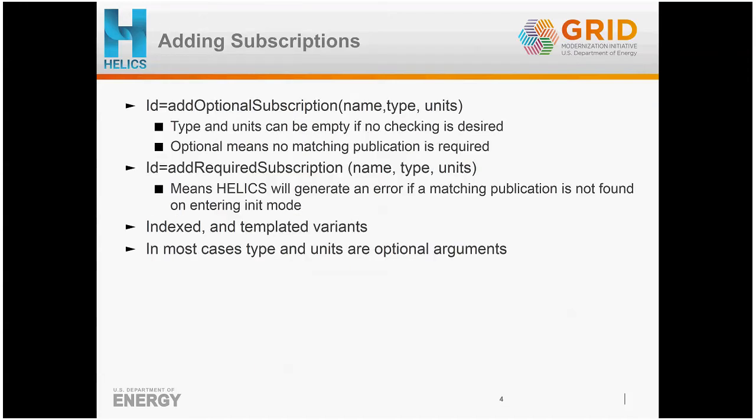Subscriptions are added similarly. They generate a subscription ID. You can add optional subscriptions which do not check if a publication is actually generated, so it can mean there's nothing publishing to that subscription. And a required subscription likewise generates an error or warning if the matching publication is not found by the time the federation enters the initialization mode. There's also indexed and templated variants. In most cases, the type and units here are optional.